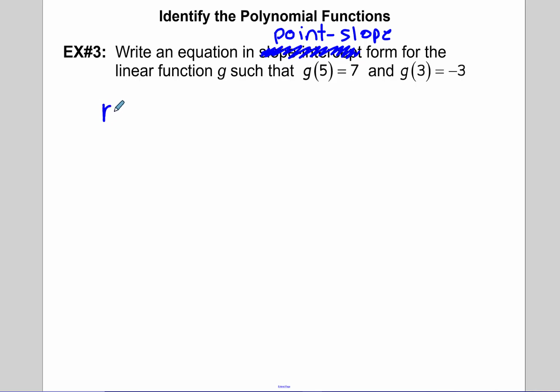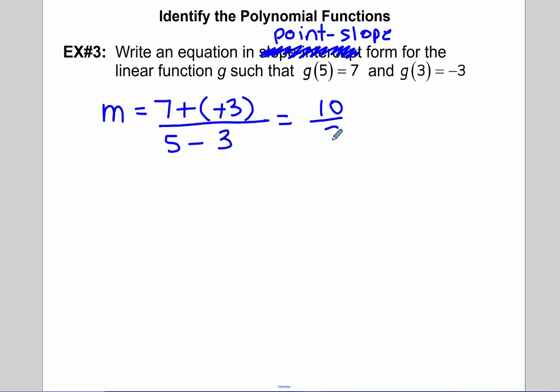So in this case, we need the slope, which is y2 minus y1 divided by x2 minus x1. Students ask me why I started with the 7. Because I could. You could start with this y and say negative 3 minus 7, as long as you keep it uniform, and then 3 minus 5 on the bottom. So here we have 10/2, or our slope is 5.